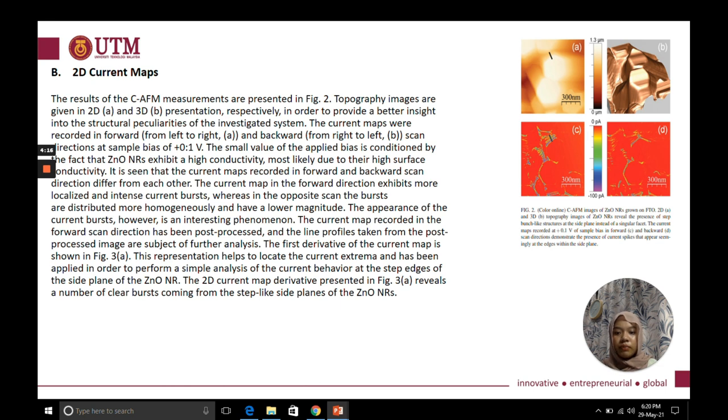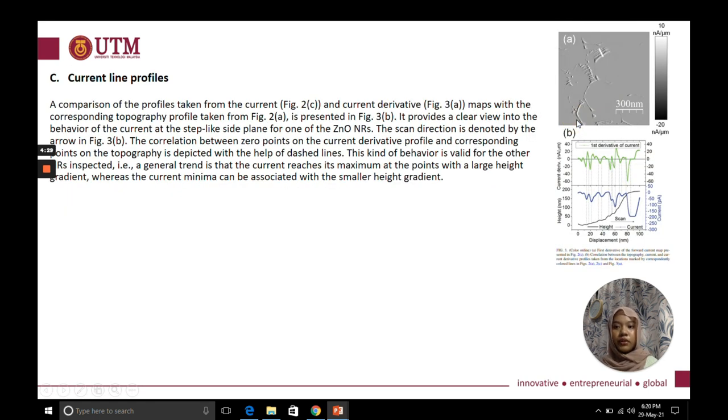The 2D current map derivative presented in figure 3a reveals a number of clear bursts coming from the step-like side planes of the zinc oxide nanorods. So next is the current line profiles. It is a comparison of the profiles taken from the previous figure maps with the corresponding topography profile taken from figure 2a, presented in figure 3b. It provides a clear view into the behavior of the current at the step-like side plane for one of the zinc oxide nanorods.